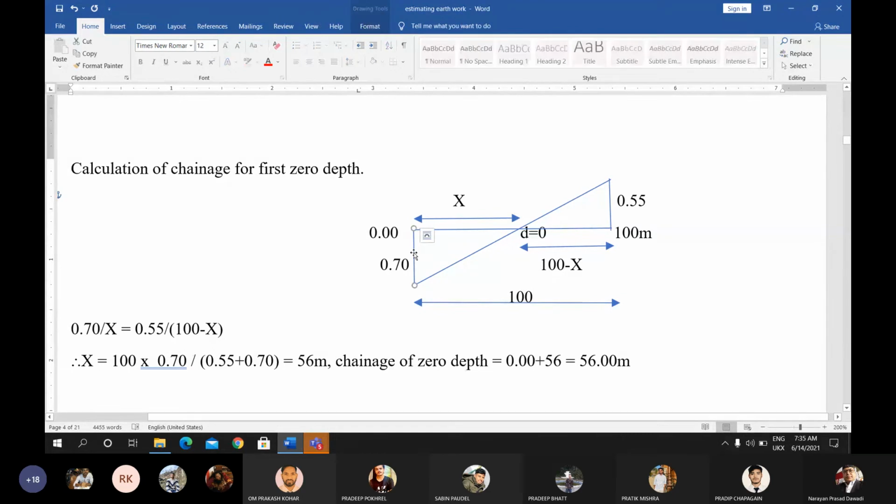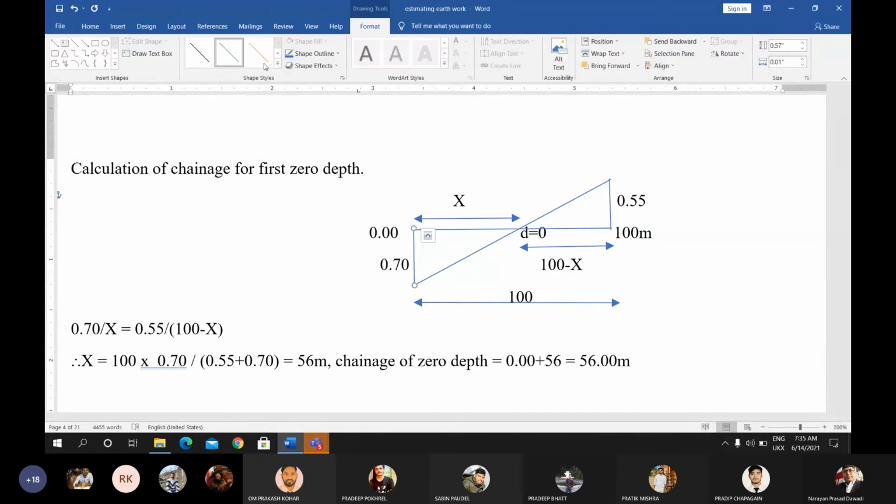I think I have to change the color. It may be helpful for you to understand.